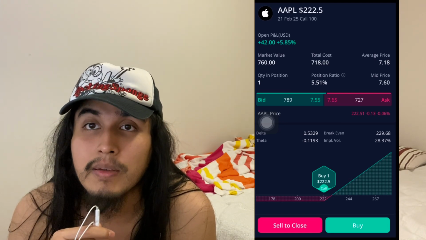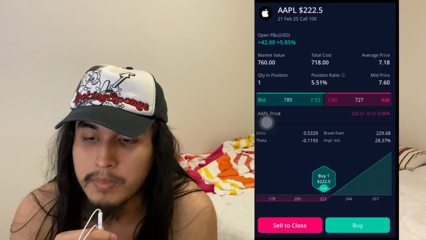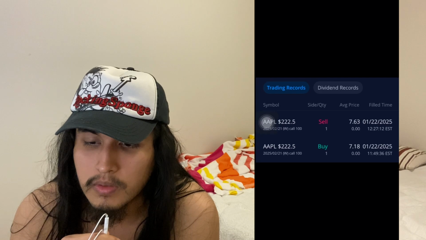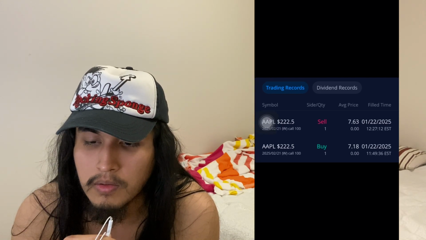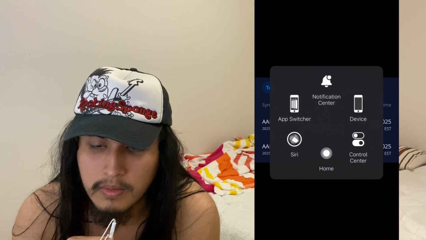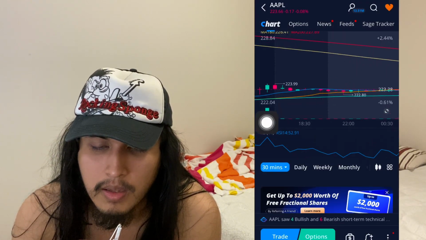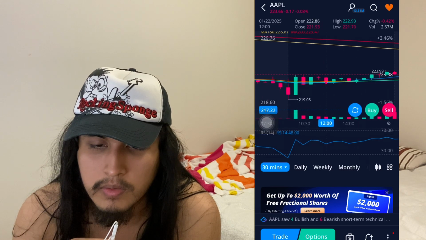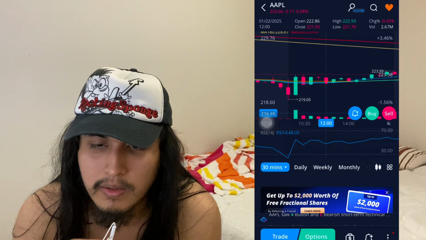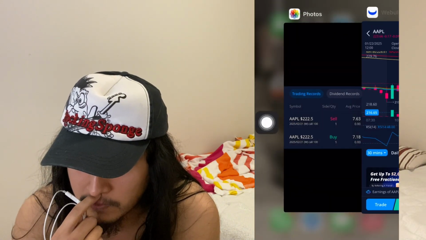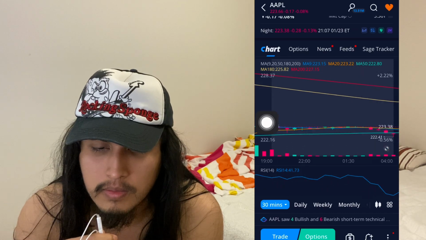So how did I make $42 just trading a single Apple call option? On January 22nd, I got into one call option at 11:49. Looking at Apple on January 22nd, 11:49, which is this candle right here, right? Yeah, 11:49. I don't know why this thing keeps moving back.